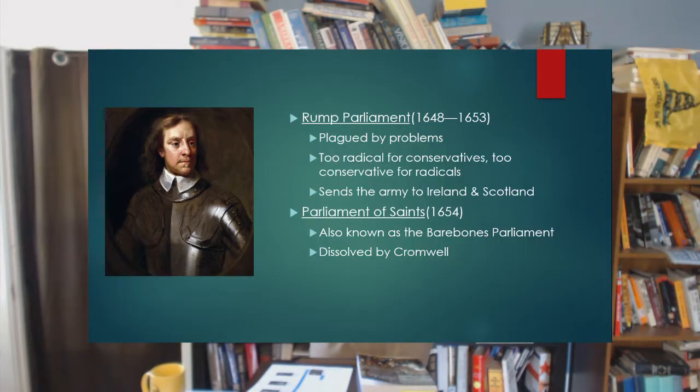But what ends up happening is Cromwell ends up taking control. The Rump Parliament is seen as too radical by conservatives, as too conservative by radicals. They send the army to Ireland and Scotland. Cromwell fights in both those places. Later on, the Rump Parliament gets dissolved by Cromwell. Something called the Parliament of Saints pops up.